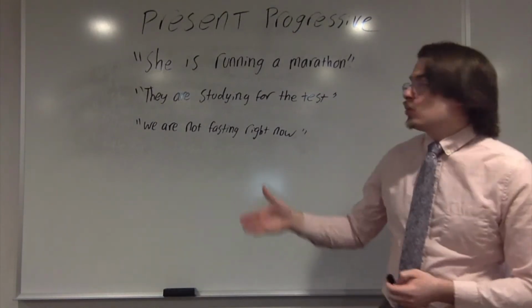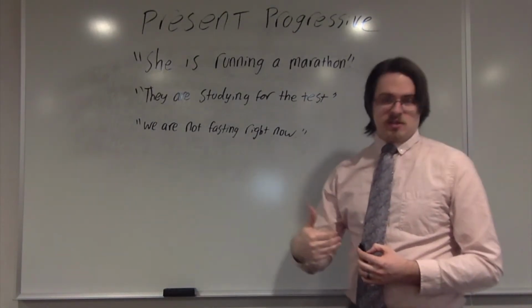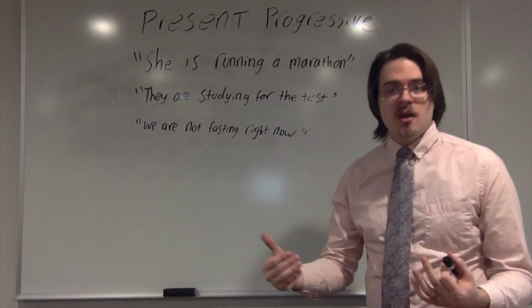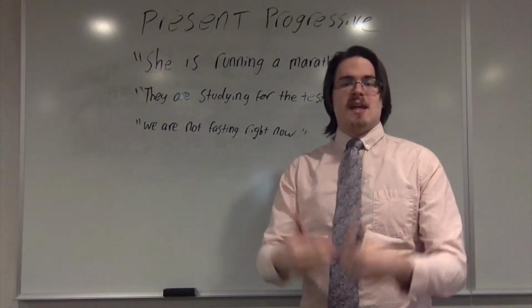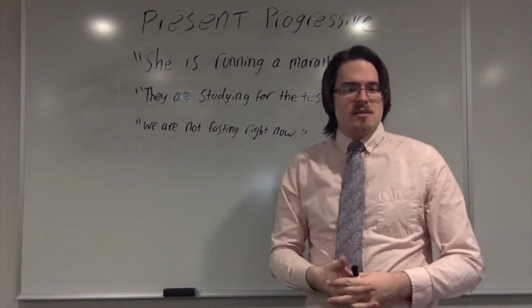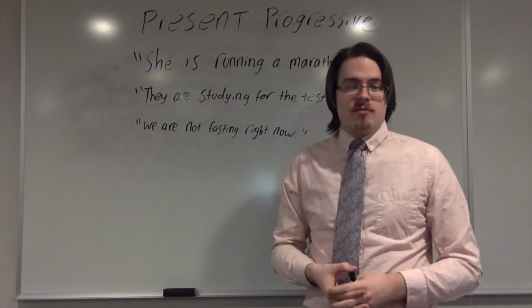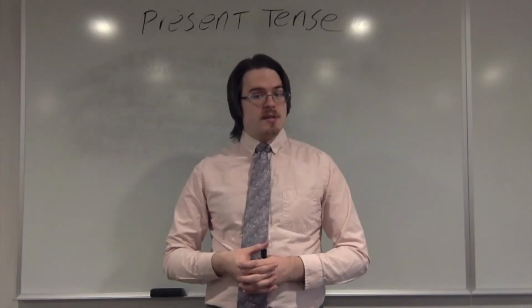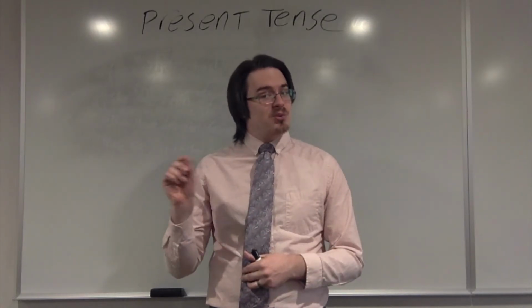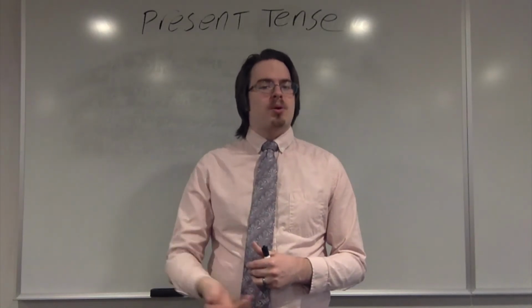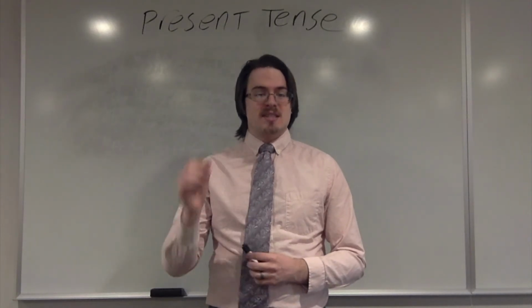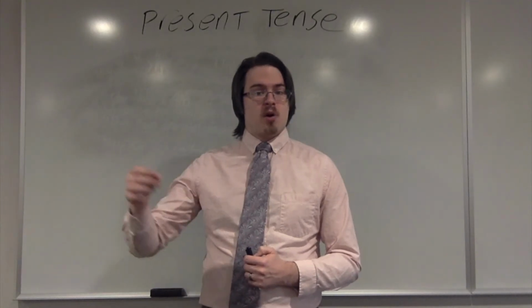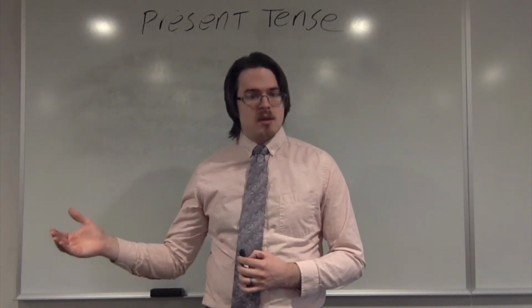And lastly, we see we are not fasting right now. In this case, it's a negative explaining what they are not doing currently, but it still has that present current time frame of what is or is not currently happening in the present time frame of the speaker and or the writer. As we have seen, the present tense has a few nuances, but what is important to keep in mind is that we are consistent with our verb tenses, especially when we use what we have called the historical present tense.